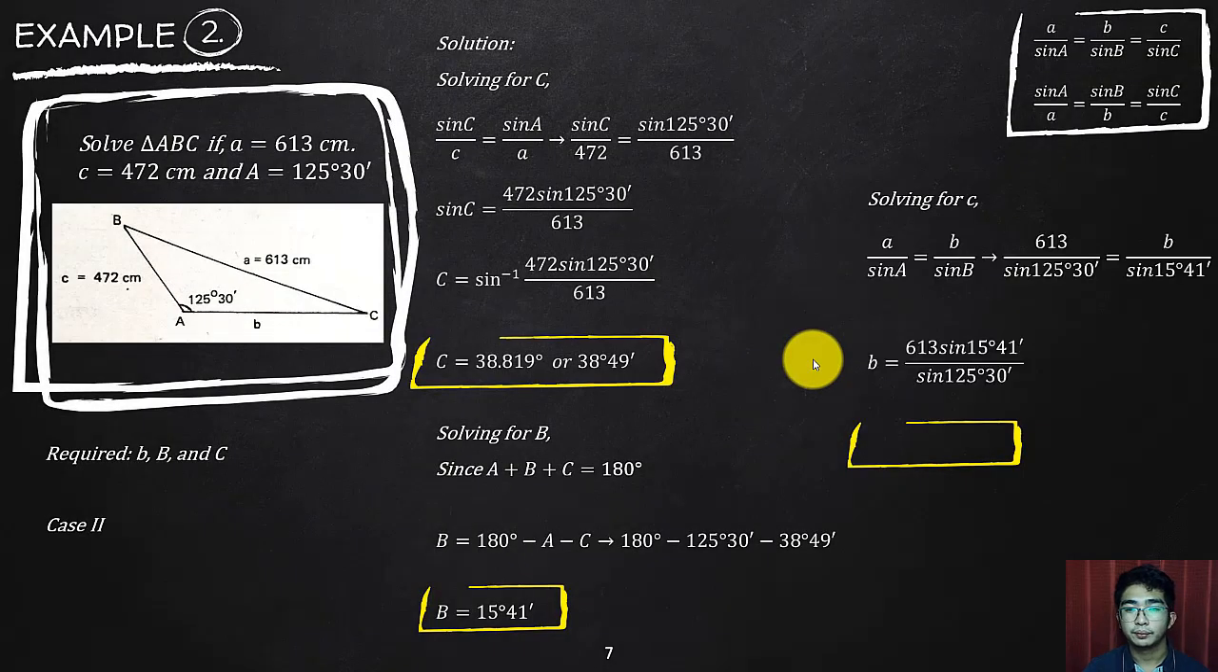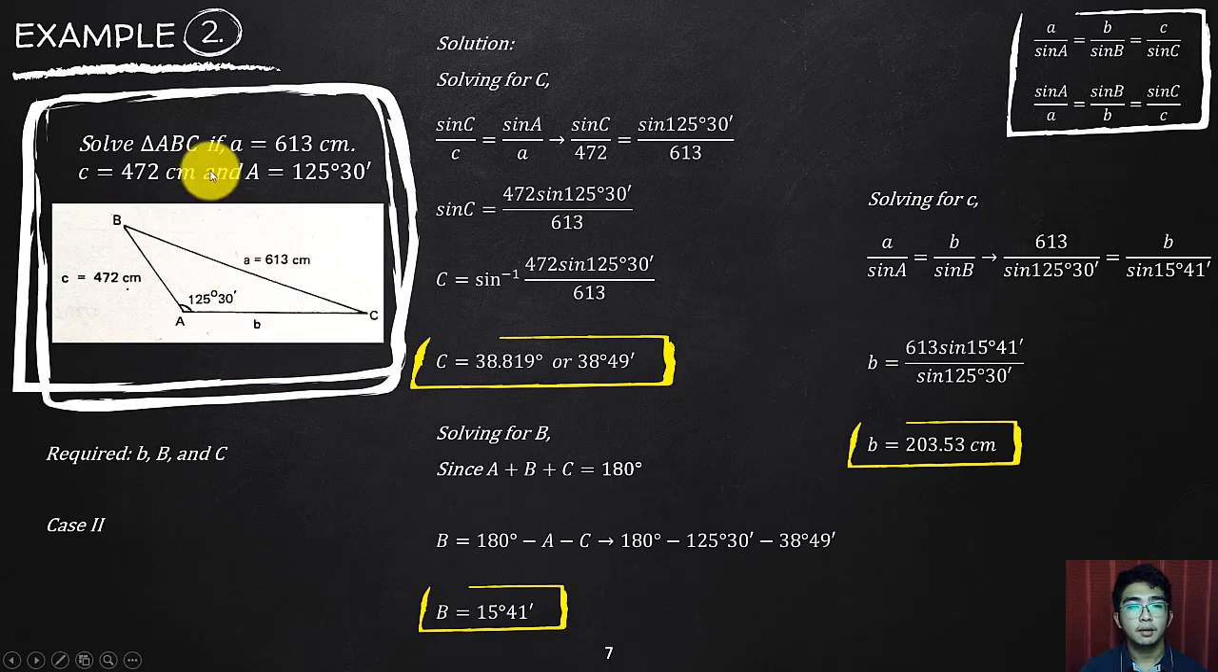So, next, solving for the triangle ABC. This time, we have an obtuse angle, correct? The problem in number 1 was an acute angle. There was no obtuse angle there. This one, we have an obtuse angle, an angle greater than 90 degrees. What case is this? We have two sides and one angle opposite one of them. That is your case 2.